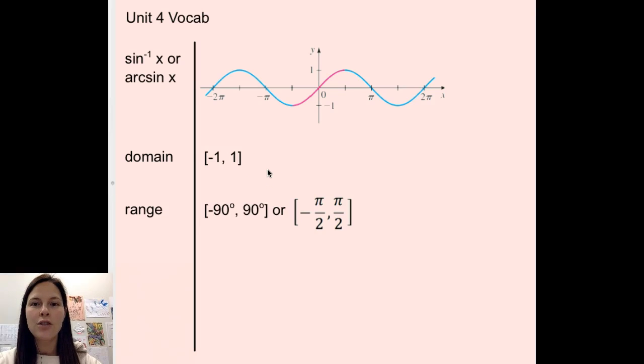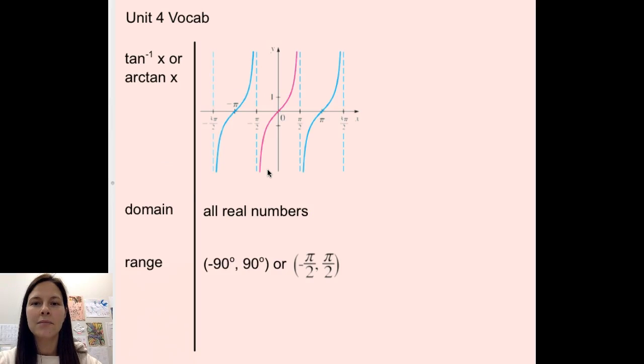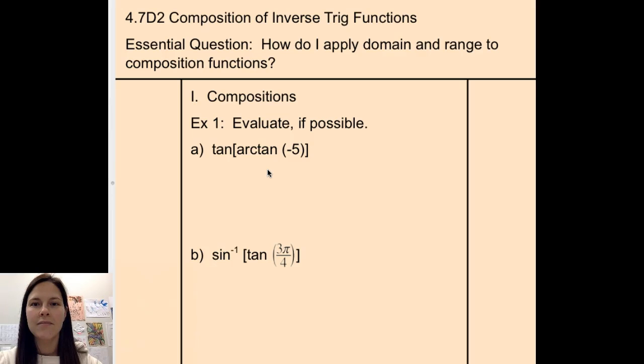The range for sine inverse as well as tangent inverse is from -90 degrees to +90 degrees, or -π/2 to +π/2. Cosine has a range from 0 to 180 degrees, or between 0 and pi radians. And the domain for tangent inverse is all real numbers. Keeping all of that in mind, I know that's a lot to keep track of, we're going to look at composition of inverse functions now.